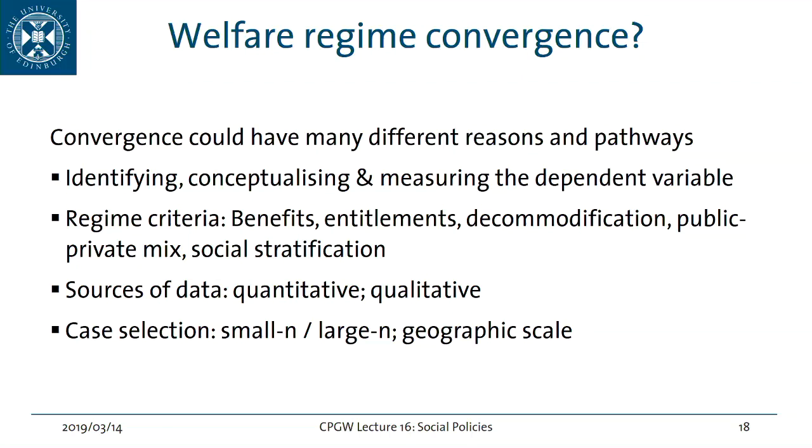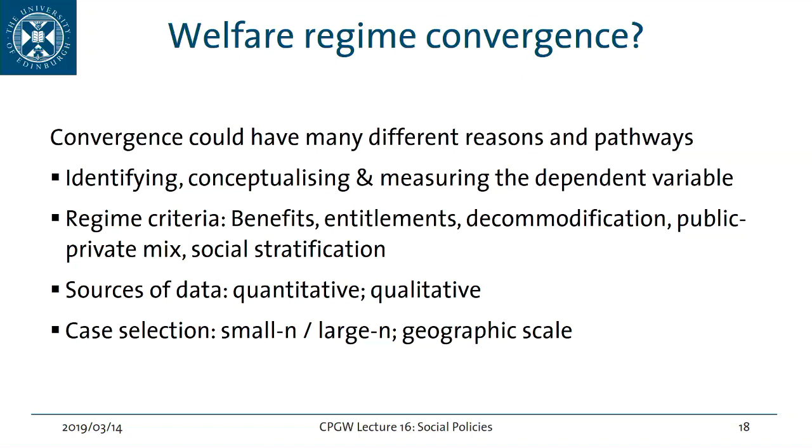You need to be able to measure or say why or how states have become more or less similar over time. So you might want to think about what types of benefits they are giving out, what types of entitlements, how highly decommodified the system is, and other things. And you can, of course, do this in a quantitative way. There's really good data on many welfare state policies. You can do this at a large N scale. Or you can do this qualitatively.